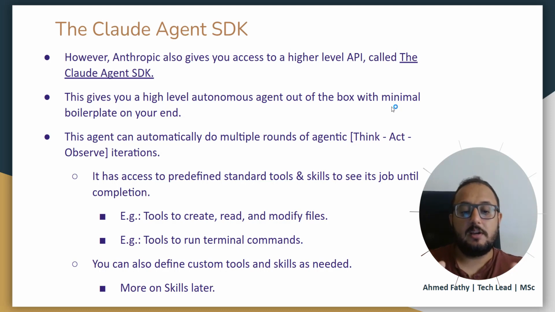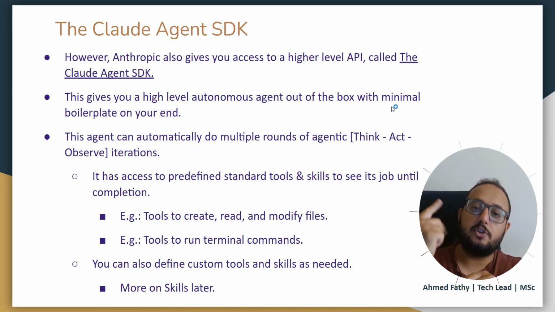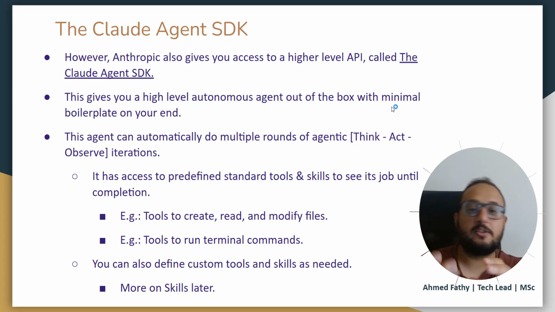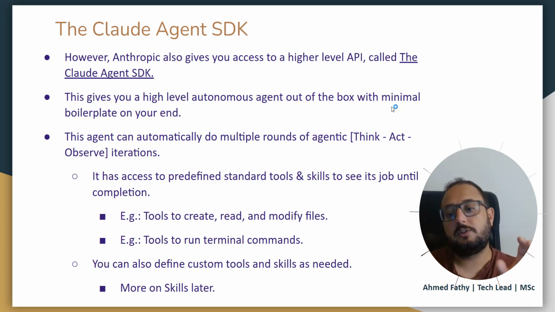Using this SDK, the agent can automatically do multiple rounds of agentic think, act, observe iteration. Think, like the reasoning, and then act: the agent or the LLM tells you, I need to call this tool. So you act and call this tool, and then you observe the result from the tool, and then you think again and so on.